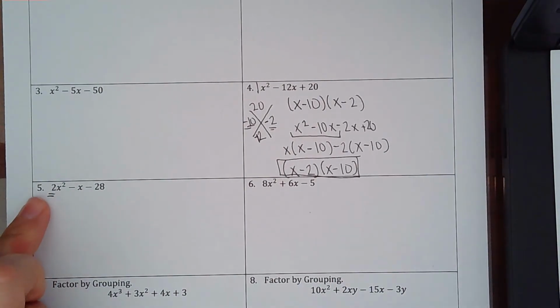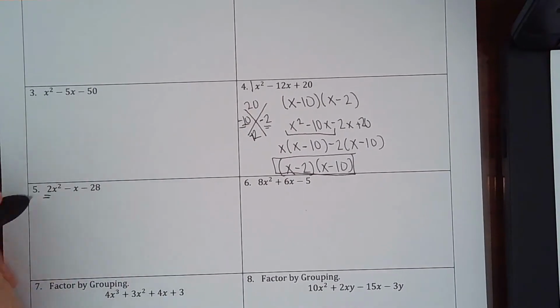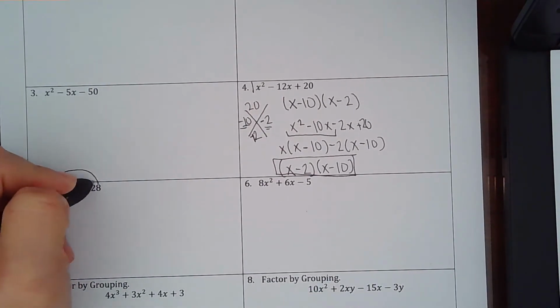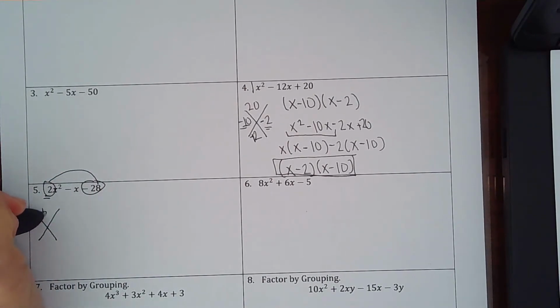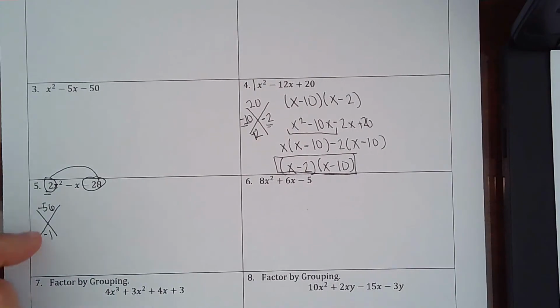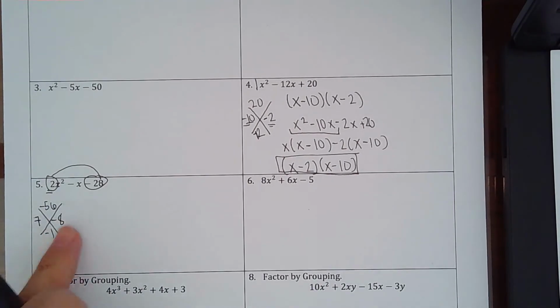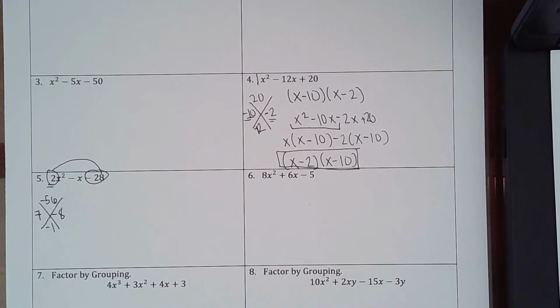So I am going to multiply these two together. I'll make my x. So I'm multiplying a 2 and a negative 28, and I'll end up with a negative 56. And I'll bring down my negative 1. So I need something that multiplies to negative 56 and adds to a negative 1. Well, that would be a positive 7 and a negative 8.